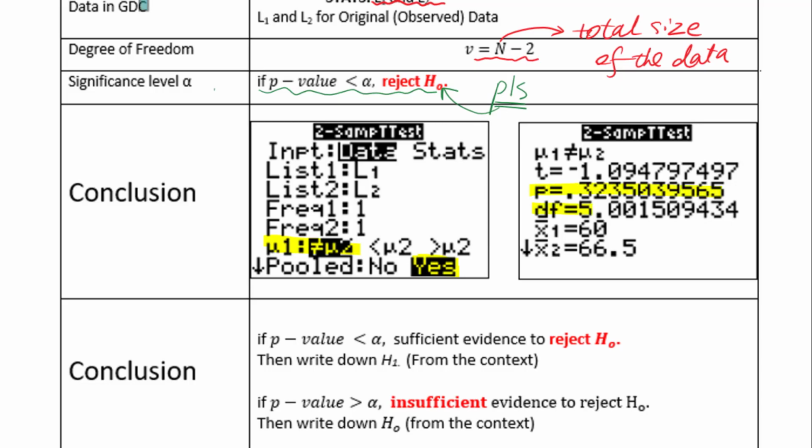Conclusion. If p-value less than alpha, sufficient evidence to reject H0. From the context, you can write down H1, since you rejected H0. If p-value greater than alpha, insufficient evidence to reject H0. Then from the context, you write down H0.